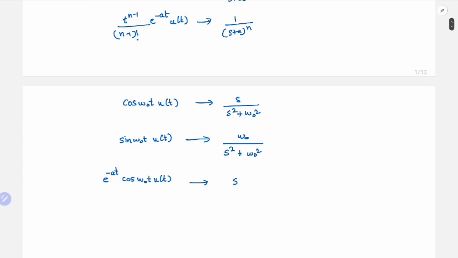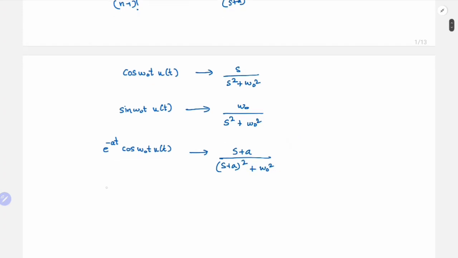Here you will just have s replaced with s + a, because it is like a frequency shifting. And you have e^(-at) sin(omega naught t) u(t), which is nothing but omega naught/((s + a)^2 + omega naught^2).